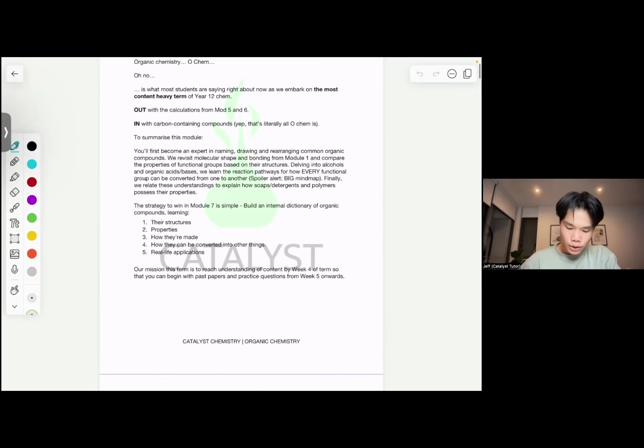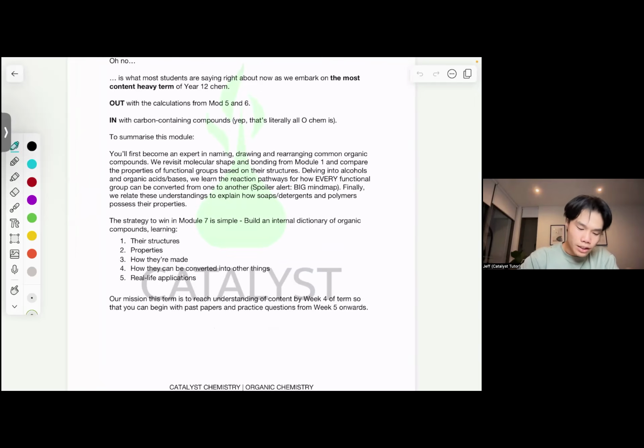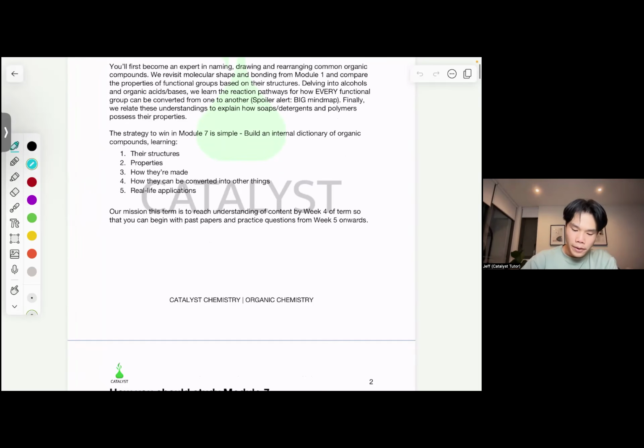So the way that I've always taught people to approach Mod 7, it's a bit late to lay this out now, but just to say it anyway, is to start with nomenclature and structure to understand how everything's named, what the structures of things are. That will feed into explaining your properties, which can be either physical or chemical. So your physical properties, you're talking all about your boiling point, melting point, solubility, things like that. Or it can be chemical.